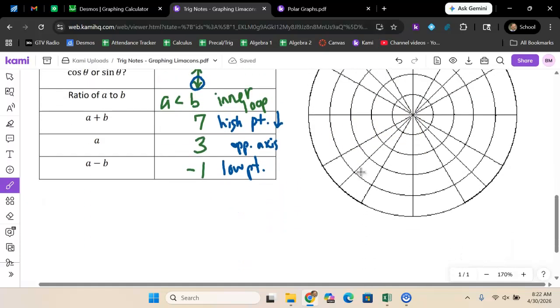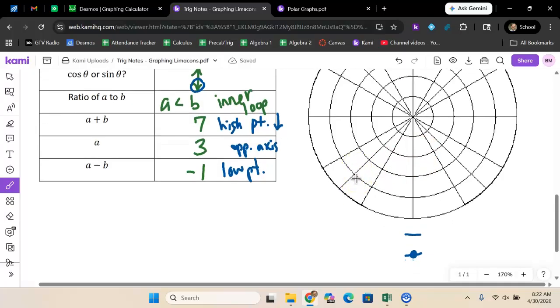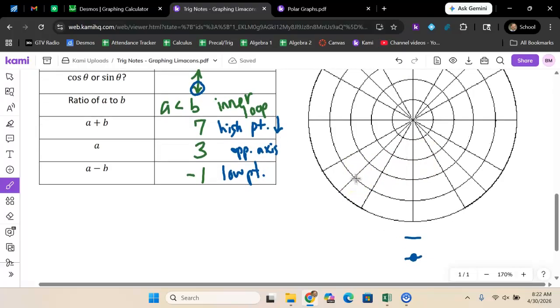So I'm going to go down to about where the 7th ring would be, which would be right around here. And I'm going to put a point. That is going to be the high point of my graph. Okay. The stretch on the opposite axis is 3. So now our opposite axis is the x-axis. I'm going to go out 3 and 3. And then our low point.